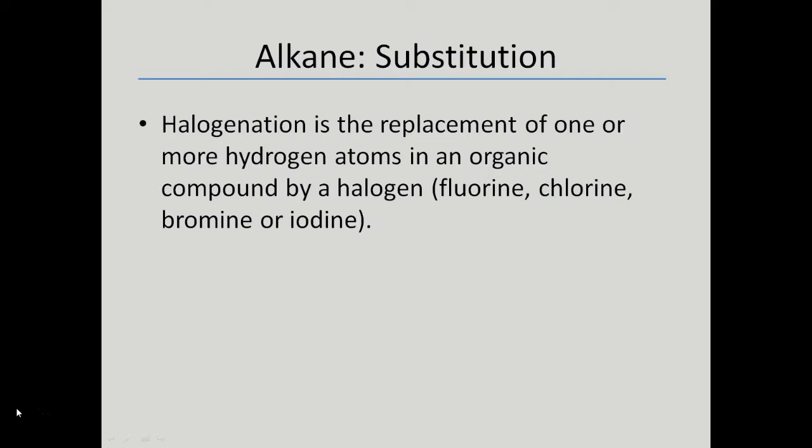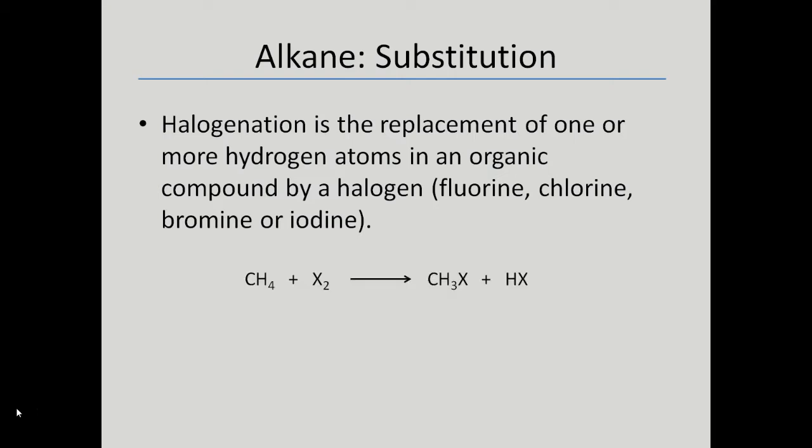A second reaction that our alkanes can undergo is substitution. In our substitution reaction, what occurs is we replace one of the hydrogens on our alkane with a halogen. The halogens that we could replace it with are fluorine, chlorine, bromine, or iodine.